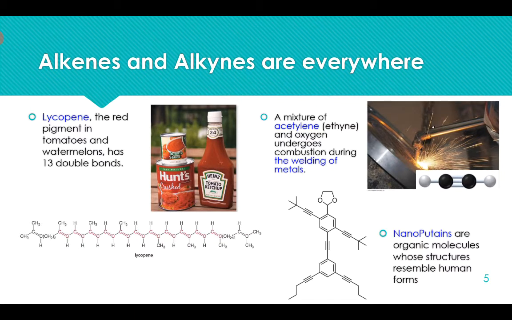Acetylene, which is used for welding torches, is more properly named ethine, but no one calls it ethine. It's used for welding. And then there's a fun class of molecules known as nanoputanes, which are shaped like humans, and they've tried to put hats on them and make them in different poses. So nanoputanes are organic molecules whose structures resemble human forms.